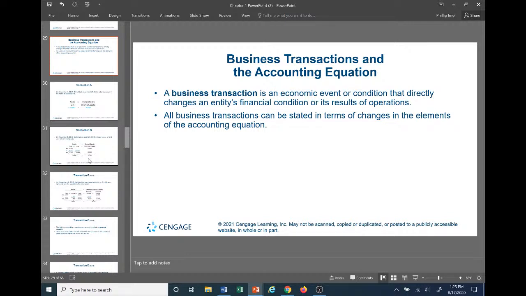All business transactions can be stated in terms of changes in the elements of the accounting equation. So once again, assets equals liabilities plus equity. Remember, every single transaction can be stated in terms of the changes in the elements of the accounting equation. And what do I mean by business transaction? For example, if we're in the business of selling merchandise and someone comes up and buys a t-shirt, we give them the shirt, they give us money, we enter it into the point of sale, and a transaction occurs. That's a business transaction. That's what we're talking about right here.